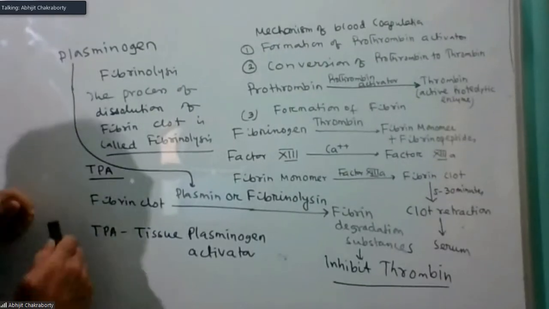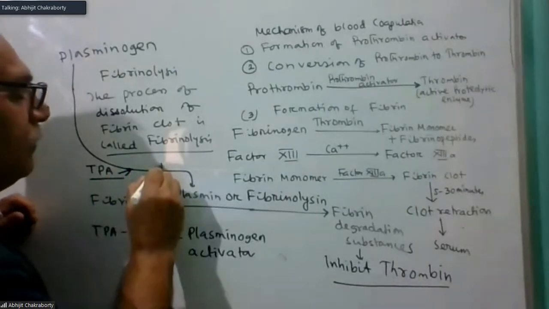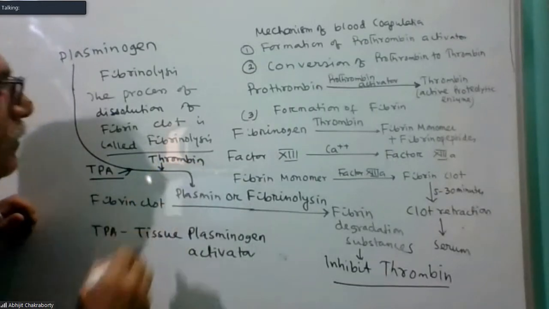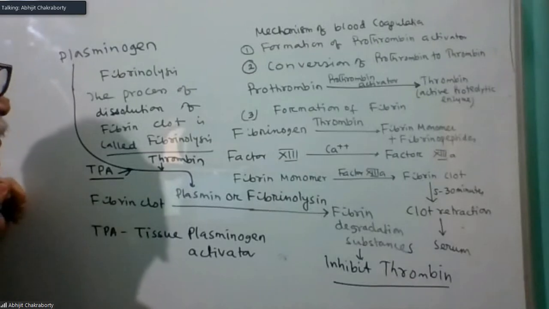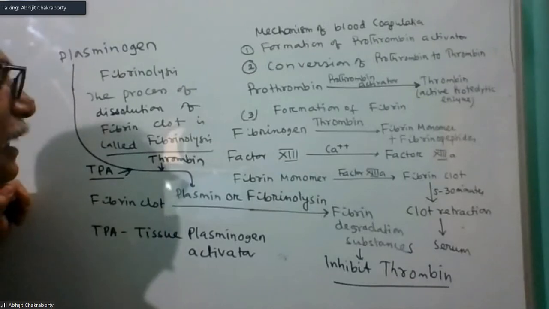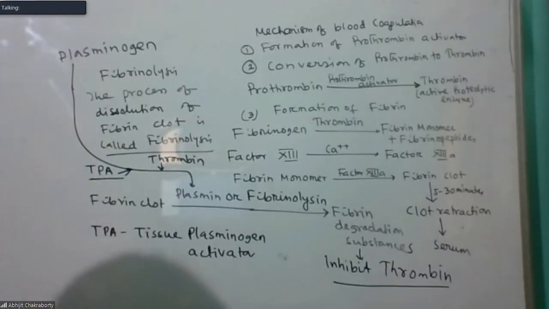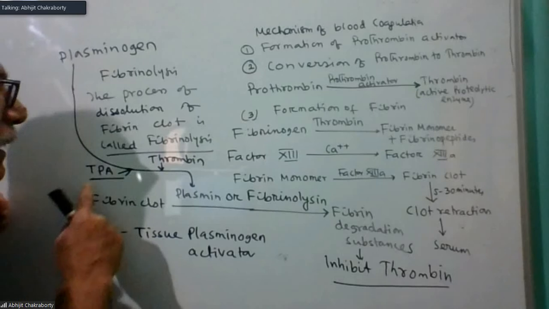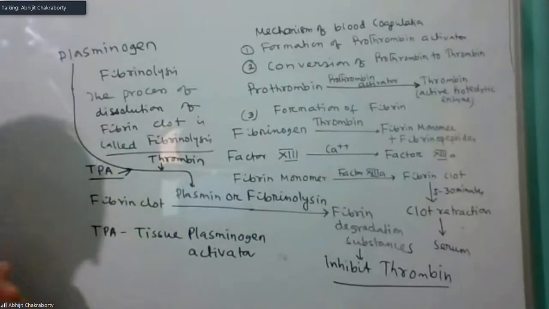Basically, thrombin can also stimulate it. TPA or sometimes even thrombin. That means plasminogen can be converted to plasmin in the presence of either TPA or thrombin. Where tissue gets damaged, TPA is released. From where will TPA come? TPA will come from damaged tissue.